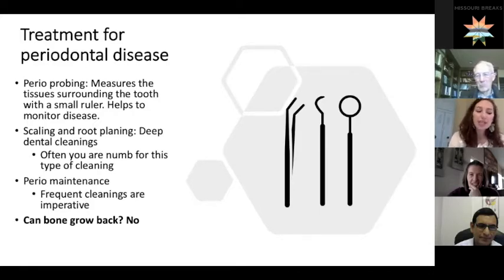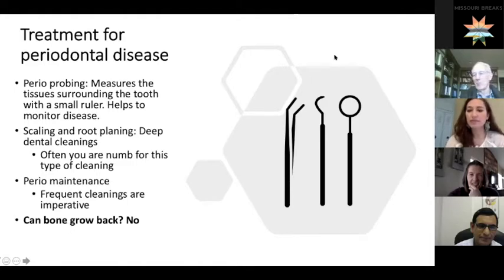And one of the biggest questions is, once you get all of this treated, can bone grow back? And the answer is no. When we do these deep cleanings, you can get healthier tissues. The tissues can get less angry, but you'll never get the bone that you lost back. That's really important in thinking about keeping gum disease under control, because that's not something that the dentist can ever put back.